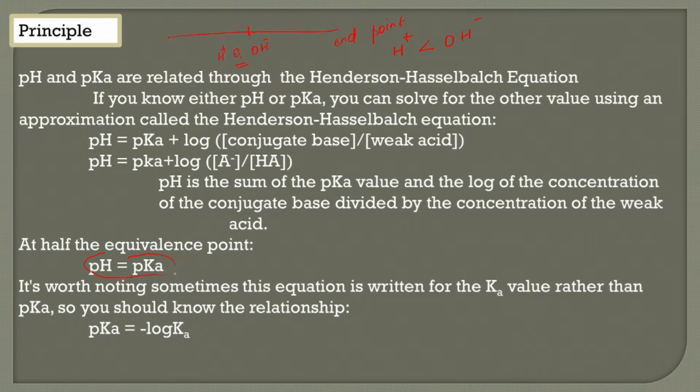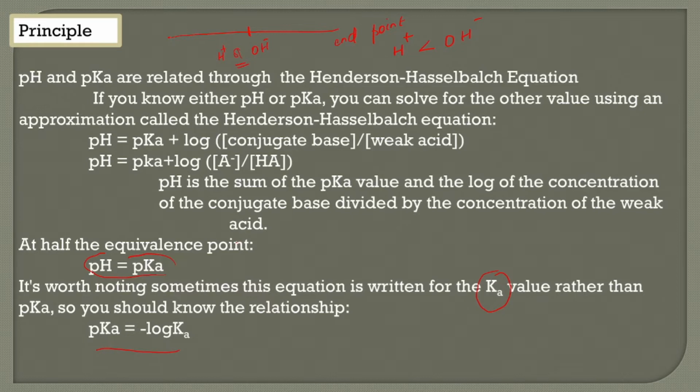Clear? Okay, and if we write this equation in terms of K, the dissociation constant, then we can write it again in this form: pKa is equal to minus log of Ka, the dissociation constant. Again, it is a relation showing the inverse relationship of the dissociation constant with the pKa. This is the principle of this experiment. Okay. So next we can do the practical.